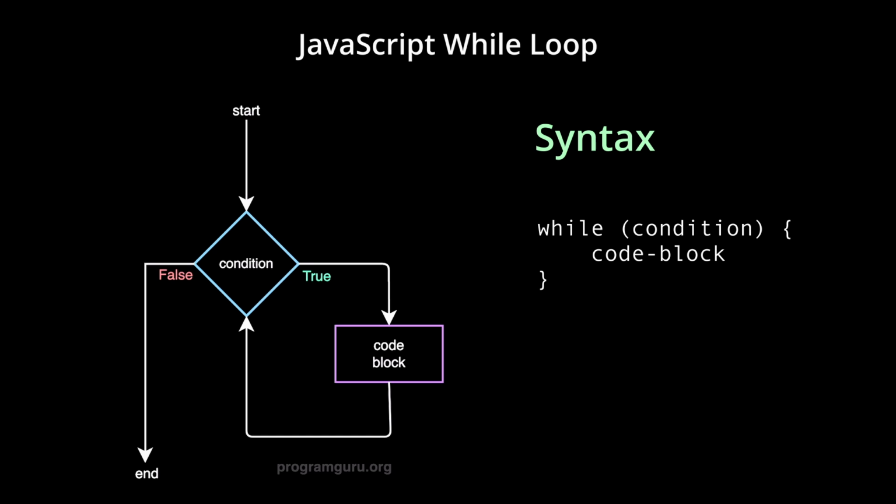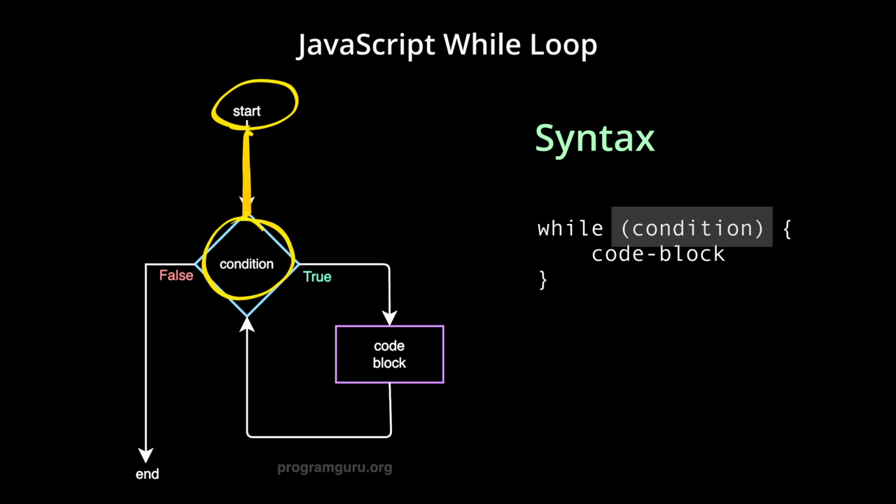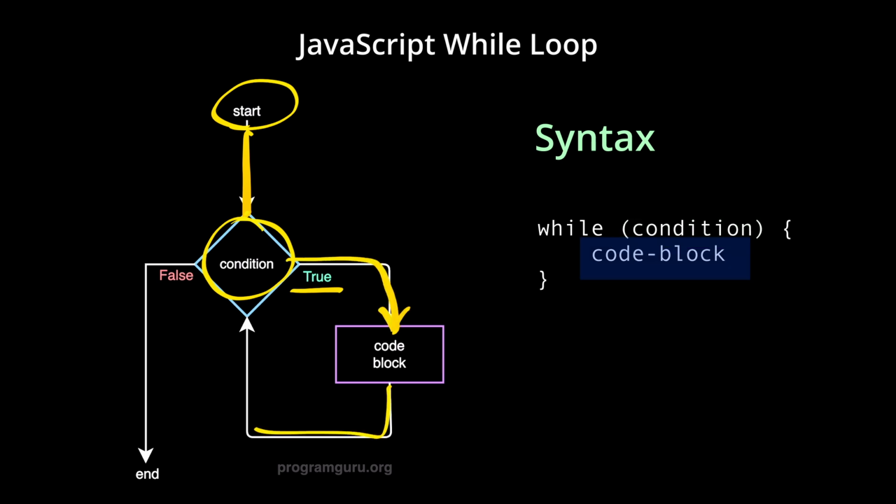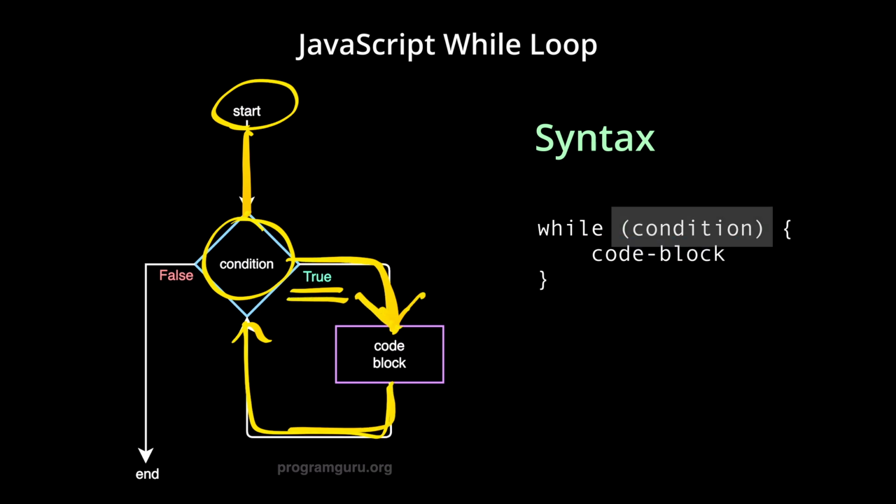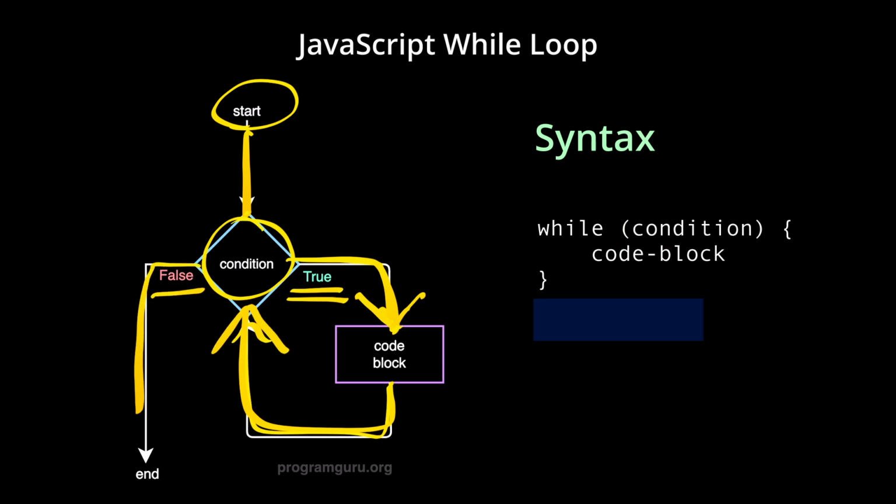Execution flow of while loop. Start of while loop. First, the condition is checked. Let us assume that the condition is true. The code block executes. The condition is checked again. Let us assume that the condition is true again. The code block executes. The condition is checked again. Let us assume that the condition has become false. Now, the program control comes out of the loop and ends the while loop. End of while loop.